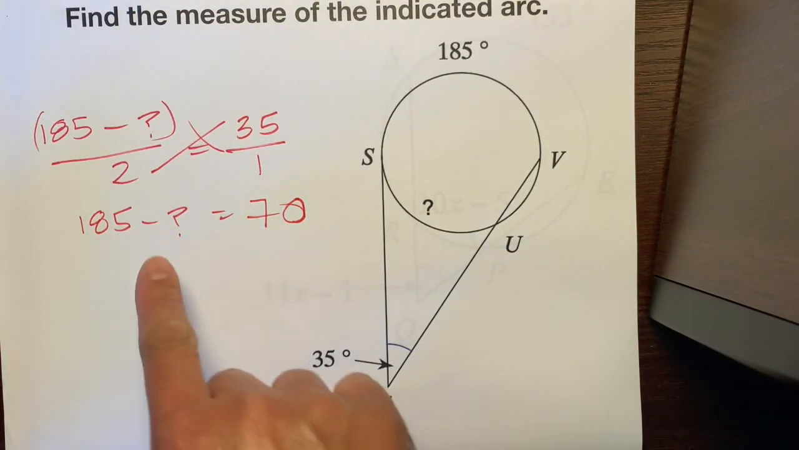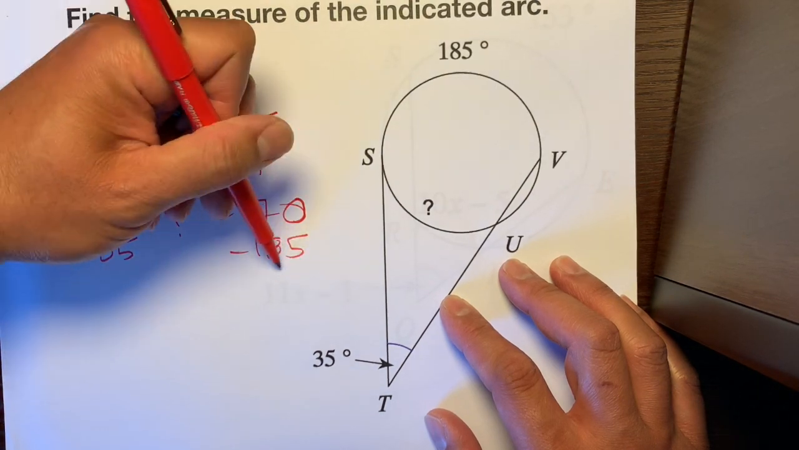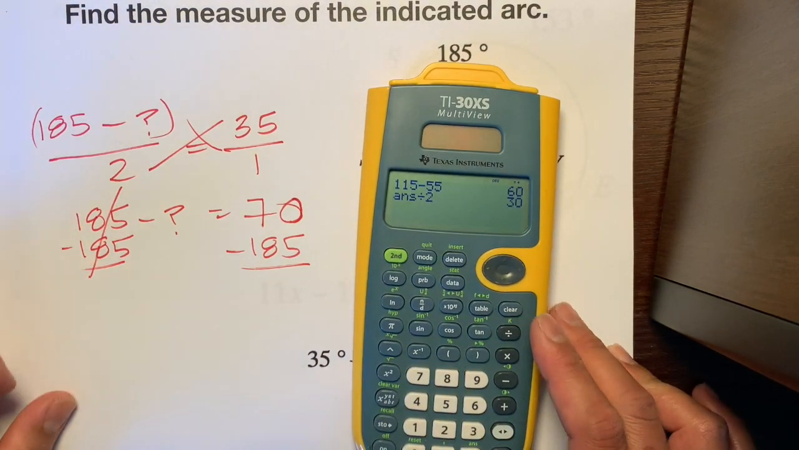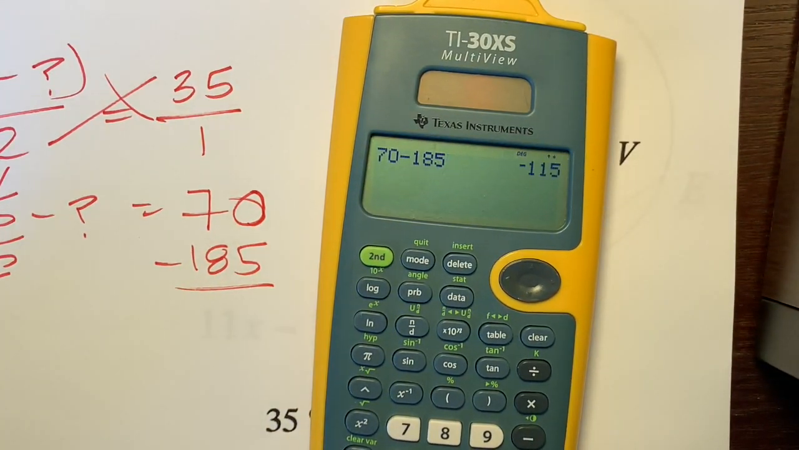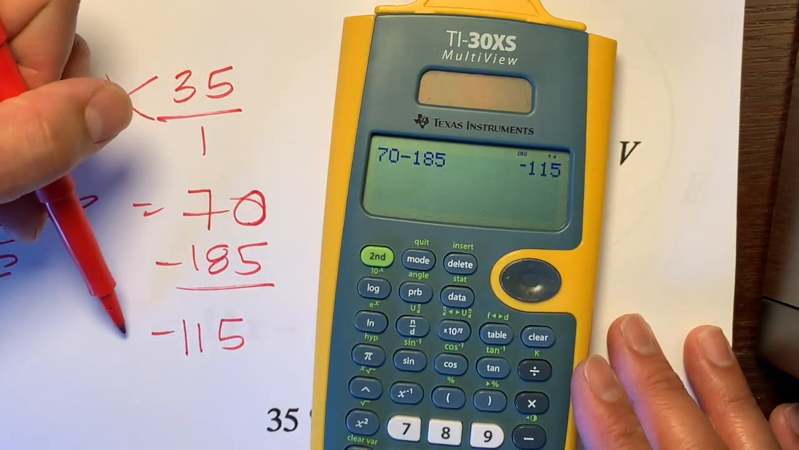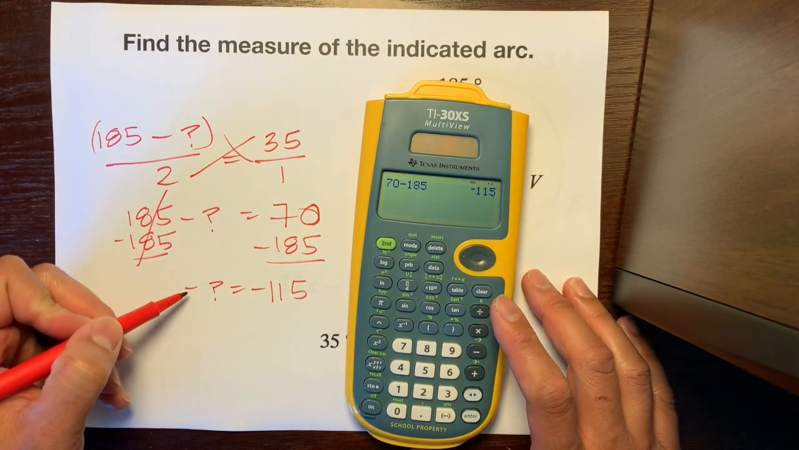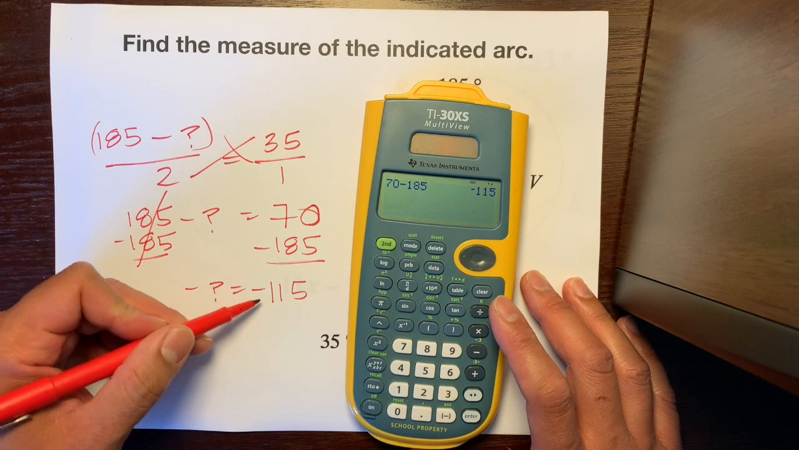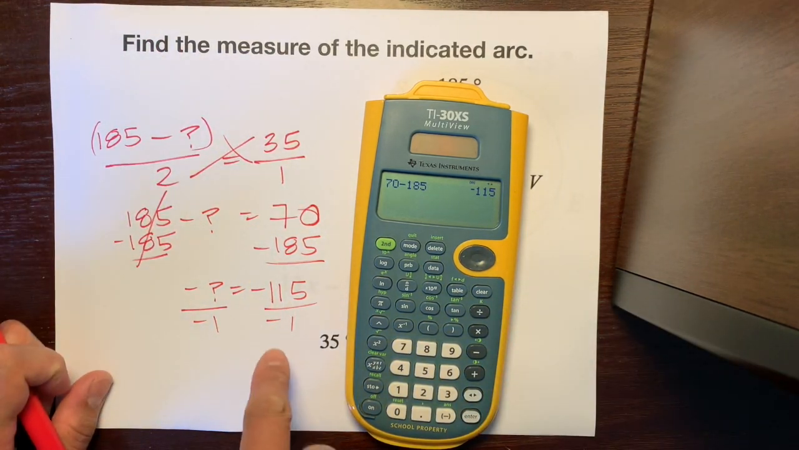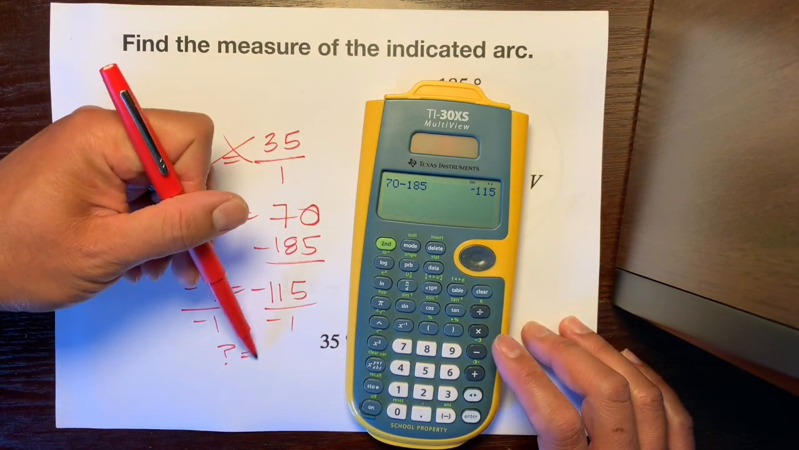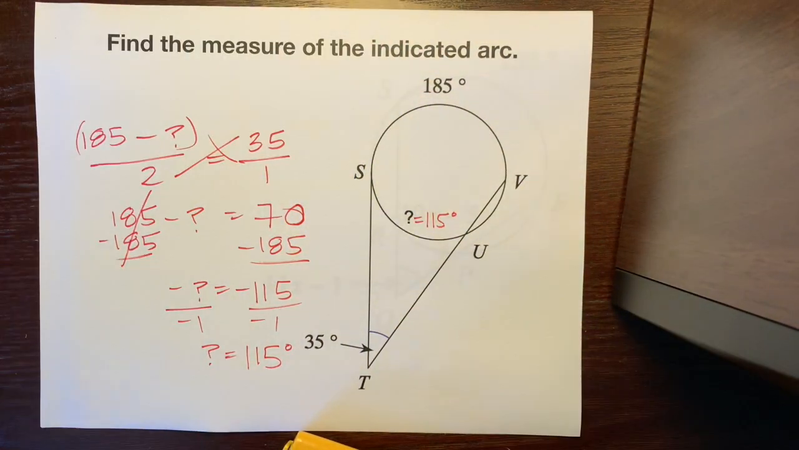And to get that question mark by itself, let's subtract this 185 from both sides. And so we have 70, so these cancel out. So we'll take that 70 and subtract it from 185, which will give us a negative number. Don't be afraid. It's fine. That's a negative number because we have a negative question mark. So we'll bring down that negative question mark. So that's negative an invisible 1, so negative 1 times question mark is equal to negative 115. The opposite of multiplying by negative 1 is dividing by a negative 1. And so 2 negatives make a positive. So the measure of that question mark is 115 degrees.